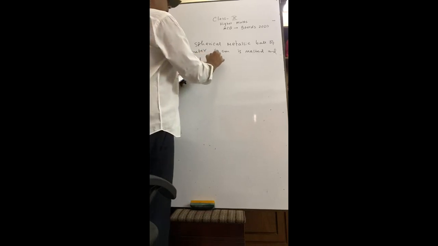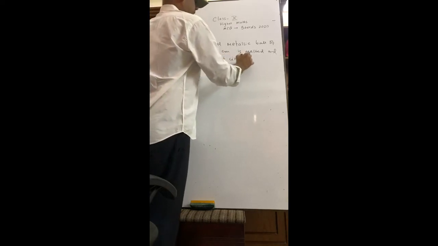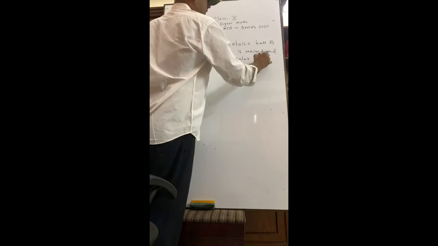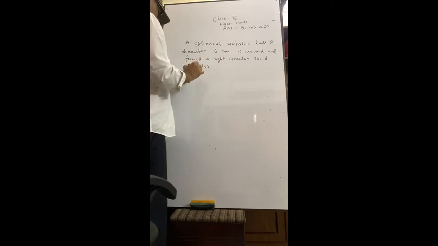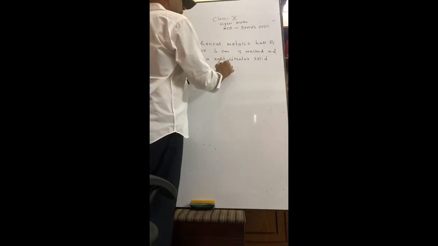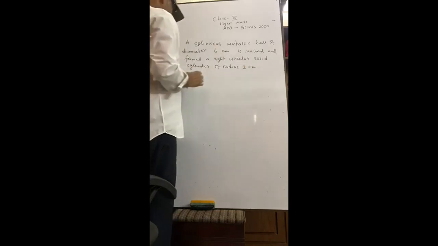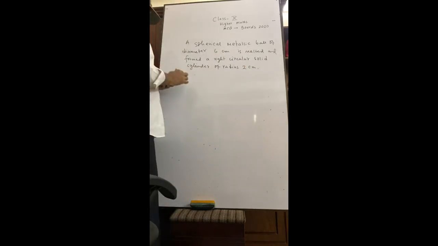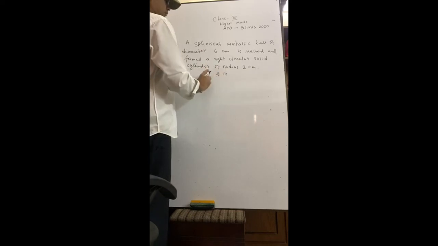A right circular solid cylinder of radius 2 centimeter. Answer question number 13 and question number 14.